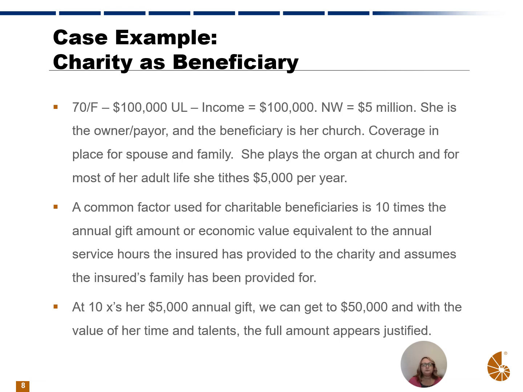So a common factor used for charitable beneficiaries in determining the face amount is 10 times the annual gift, or the economic value equivalent to the annual service hours that the insured provides to the charity. And of course, we always assume that the family has been cared for. So at 10 times her $5,000 annual gift, we can get to $50,000. And knowing that her time and talents are spent playing the organ at the church, we can overall justify the total amount.